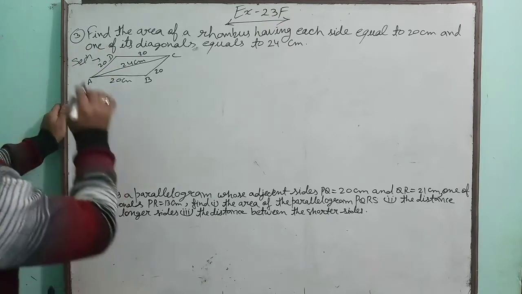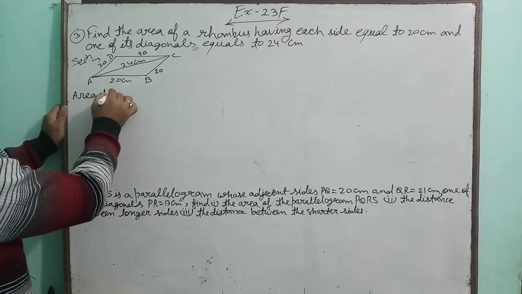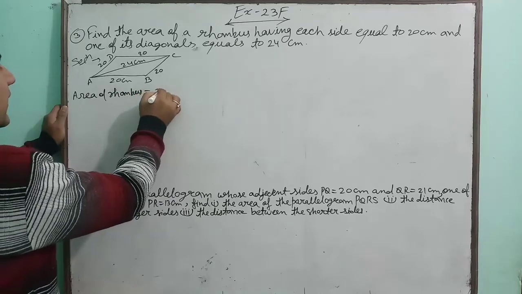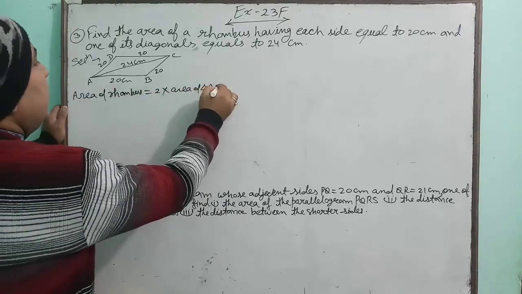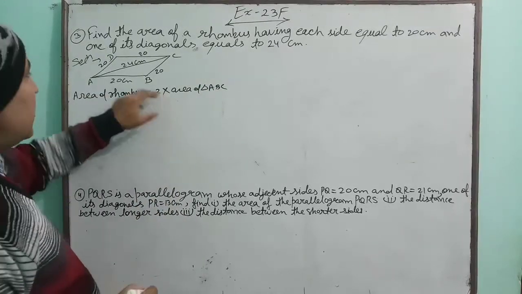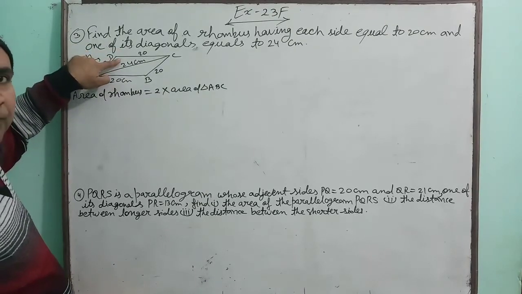It means to find the area of rhombus, we can find the area of triangle ABC and we will multiply it by 2 because area of this triangle and area of this triangle will be equal.